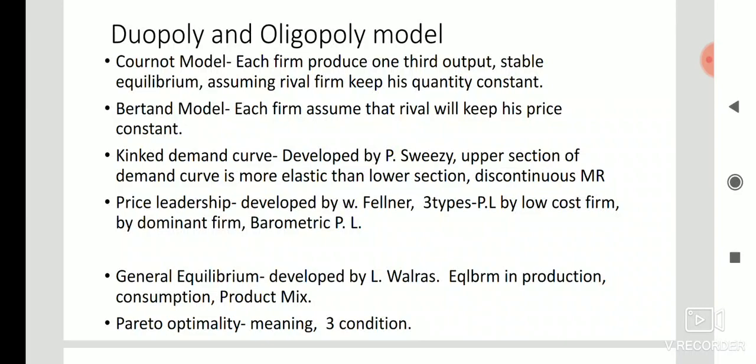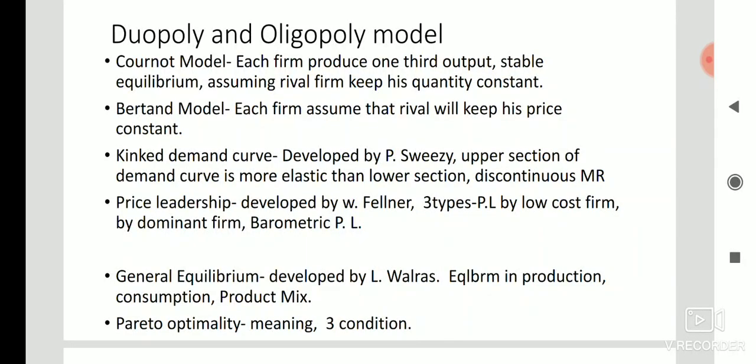Another important concept is Pareto optimality. In microeconomics, most of the time questions come from Pareto optimality. Here we have to remember only the definition, as questions come from the definition. Pareto optimal means a situation in which it is impossible to make anyone better off without making someone worse off.